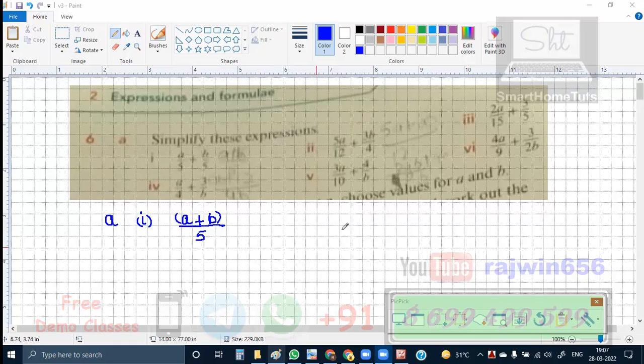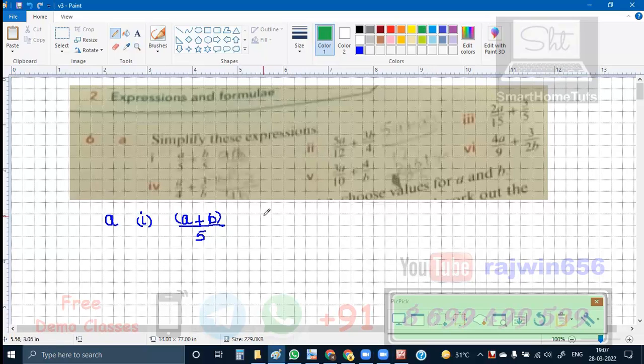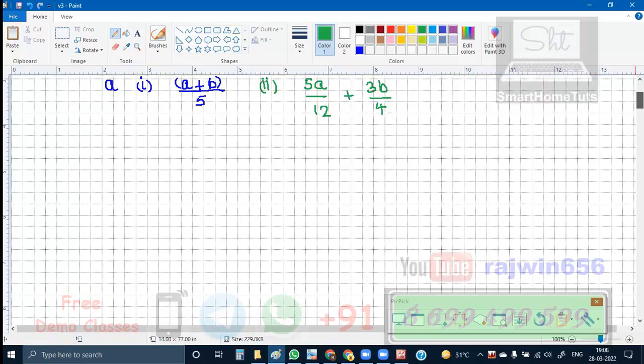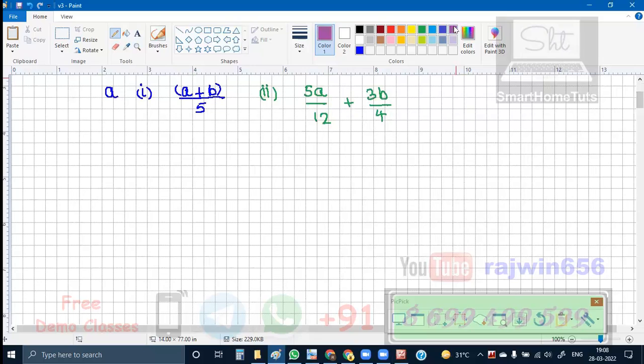Yes, sir. Okay. See the second question over here now. 5a upon 12 plus 3b upon 4. This is the second question I'm doing. Okay, now 4 and 12, we will have to take the LCM. How am I going to find the LCM?